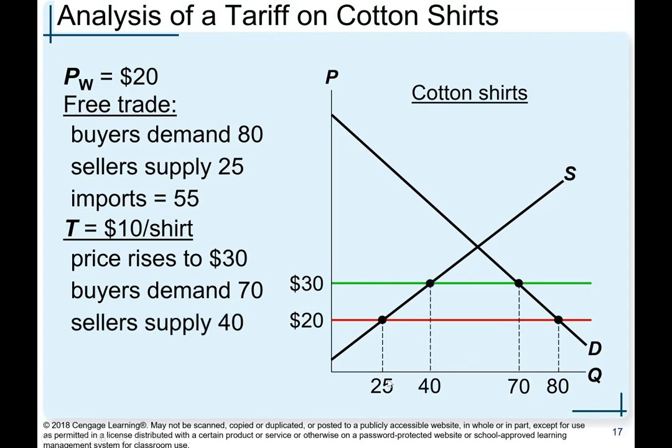But it will have the effect of increasing domestic supply. The marginal sellers will enter the market. When tariff is imposed, it is protecting the sellers, and some people will rejoin, and so supply will increase from 25 to 40. So import will decline from 55 when there was no tariff to 30. So there's some measure of protection for the domestic suppliers here. So imports have declined, which was the goal of tariff.